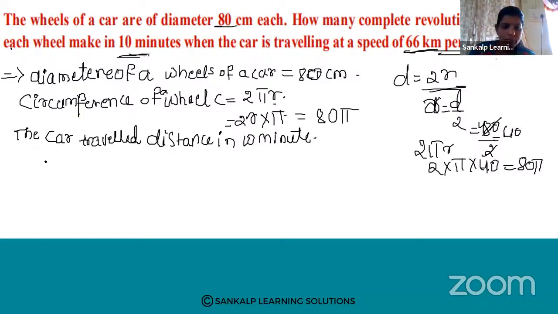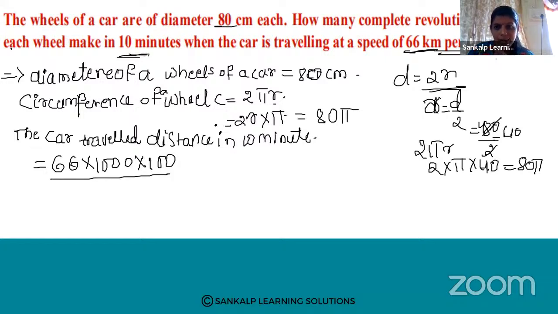Okay, speed is 66 kilometer per hour. To convert kilometer into meter we multiply by 1000, and to convert that into centimeter we multiply by 100. Next, to convert hour into minutes we divide by 60. If you calculate this, the 0 will get cancelled. So you will get 1 1 0 0 0 0, right? So this is in centimeter.